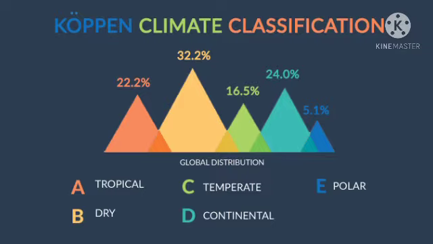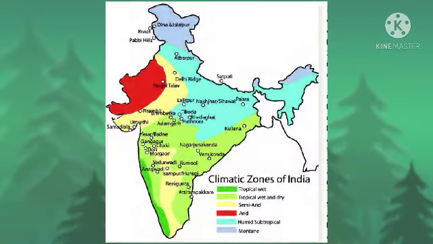So what are the climatic regions of India? The climatic regions of India are divided into different parts. Generally it is in 6 parts by Köppen's scheme: A, B, C, D and E. A shows the tropical climate, B dry climate, C warm climate, D snow climate and E ice climate.